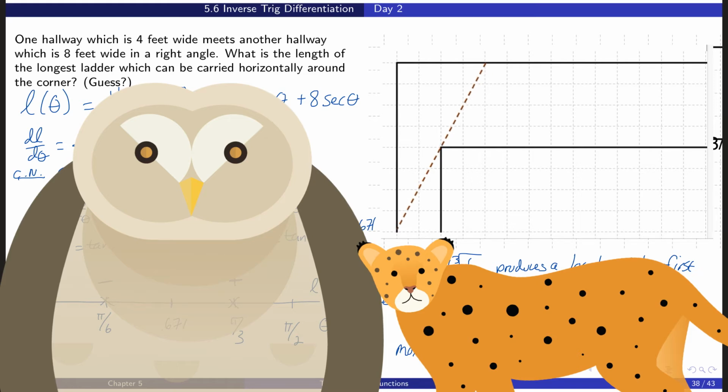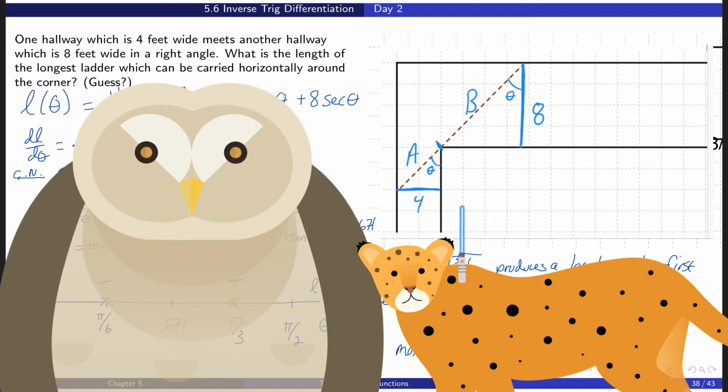It's kind of like when you move into your dorm in college, trying to get a couch up and down the stairs, you've got to navigate some really tight corners. Same kind of idea. You want to know what is the longest length that can fit around the corner. So we want to find the shortest possible distance for that ladder there. Okay?